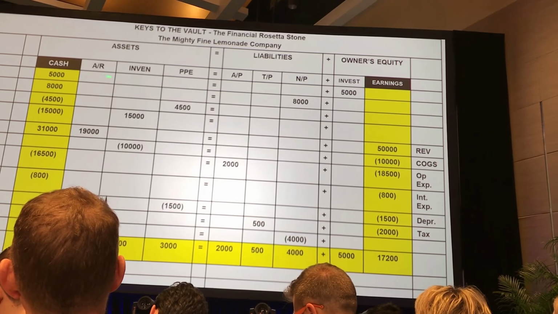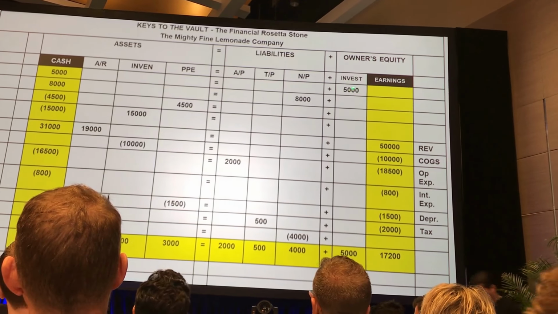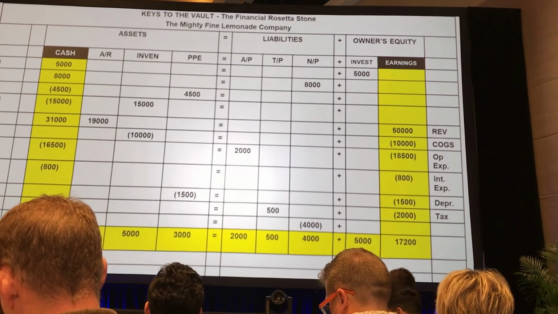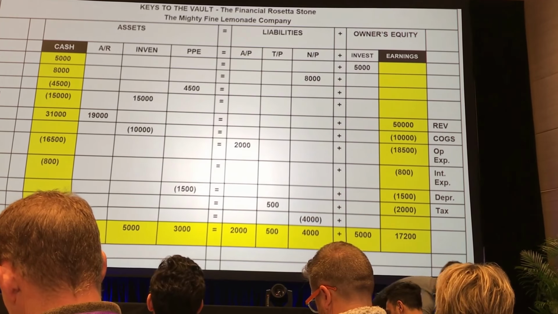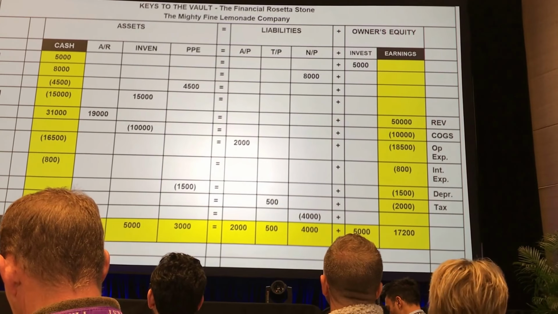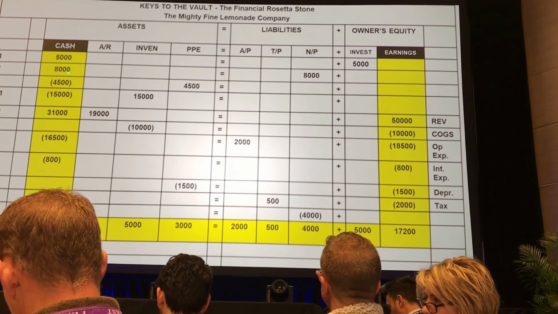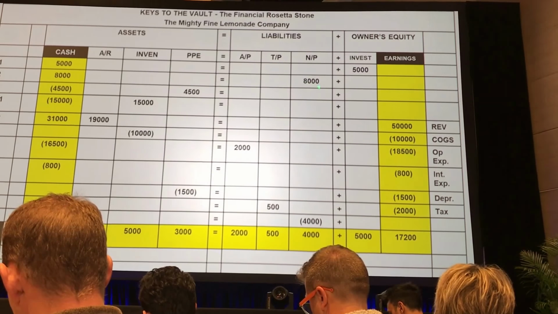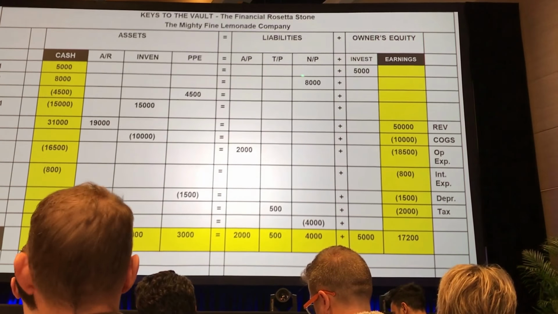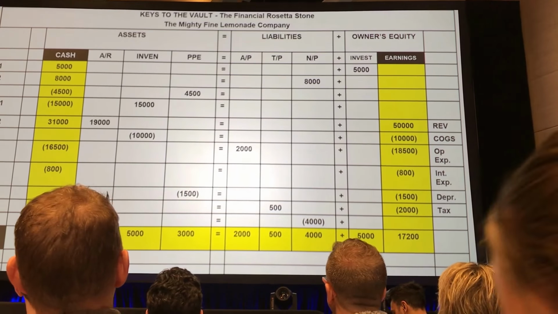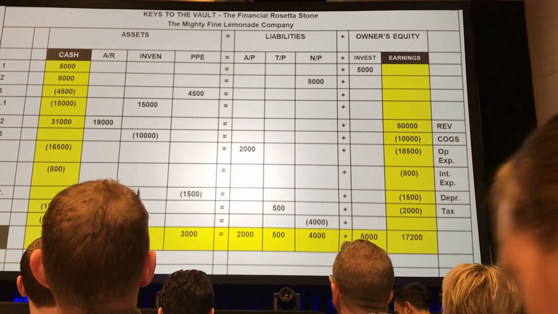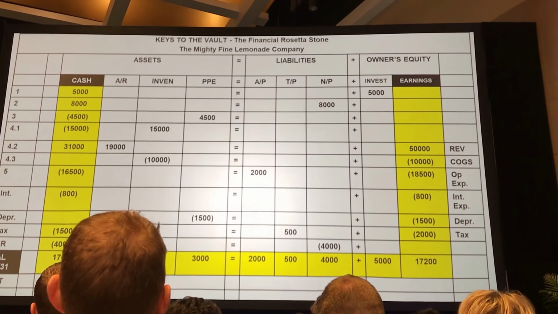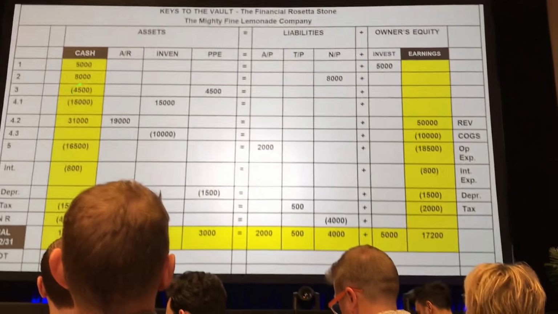Where'd that cash come from? The investment. Investment went up by 5,000. Looks to me like what happened is that somebody invested 5,000 of cash into this business. Look at line number 2. Cash went up by 8,000, notes payable went up by 8,000. Looks to me like we went to the bank and borrowed $8,000 and deposited that money into our account.